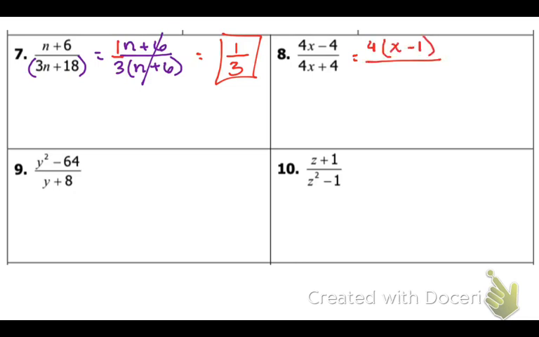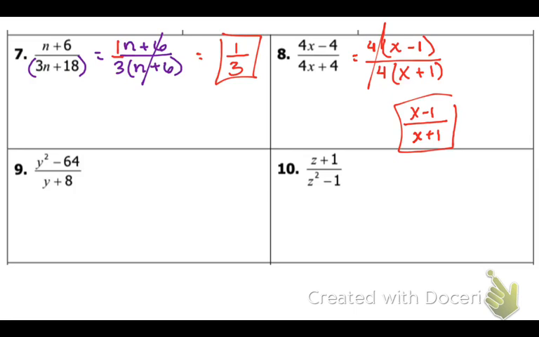And then again, I'm going to factor out a 4. I'm left with x plus 1. Now I cannot cancel the x minus 1 and the x plus 1. However, the 4's do cancel, which means that your final answer is x minus 1 over x plus 1. Okay? So you would just do it that way.